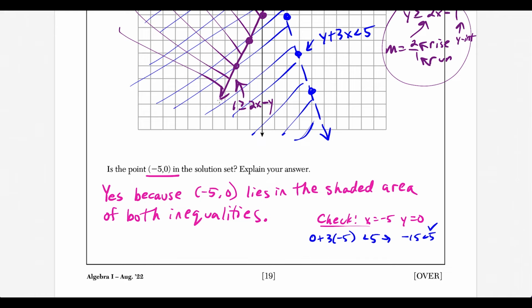Now, if I want to check with the second inequality, I have 1 is greater than or equal to 2 times x is -5, and then we have minus y, and minus y is equal to 0. And this would give us 1 is greater than or equal to 2 times -5 is -10. That is also a true statement. So this checks out with both inequalities. So I'm confident in this answer.